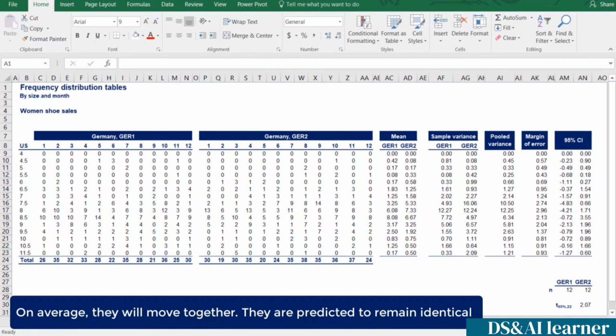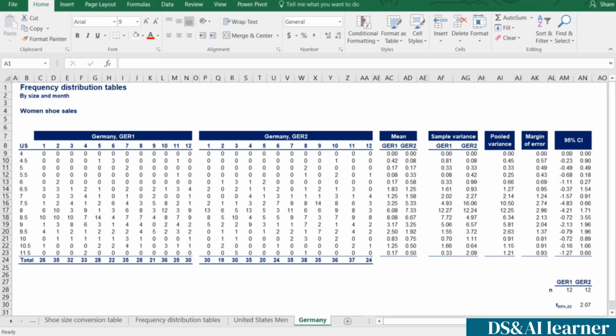Moreover, if one noticeably outperforms the other in the future, we may be sure that something that wasn't observed before is going on, as they are predicted to remain identical. Alright, time to wrap up this lesson.